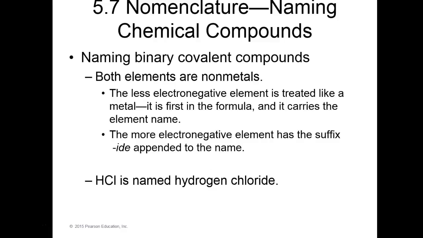When we have both metals and nonmetals, the less electronegative element is treated like a metal. It is first in the formula, and it carries the name. The more electronegative element has the suffix "-ide" appended to the name. For example, HCl is hydrogen chloride.